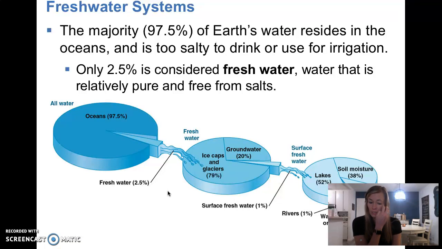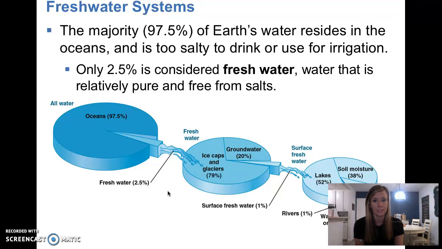So your book starts off by saying, with a quote, "Water, water everywhere, nor any drop to drink," which actually kind of well describes the situation of water on our planet. Because the majority of the Earth's water, almost 98%, 97.5%, resides in oceans, which we cannot drink and we cannot water our plants with. If you remember back to biology, we cannot have a hypertonic solution. So that's why salty water doesn't work for us.